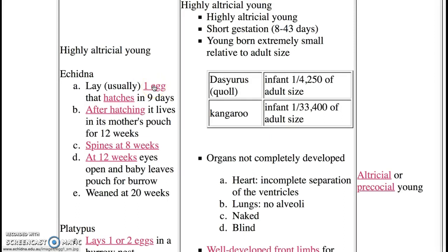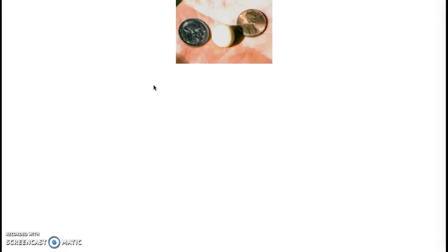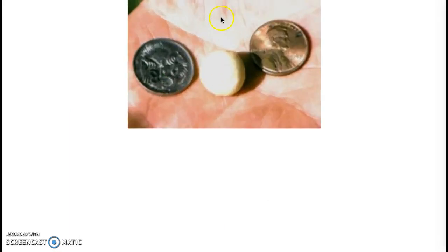So if we look first at the platypus, one example of a monotreme, they lay one egg at a time, usually maybe two eggs. And the egg is very, very tiny. So here's somebody holding an egg in the palm of their hand, and that's in comparison with a penny, so smaller than a penny.